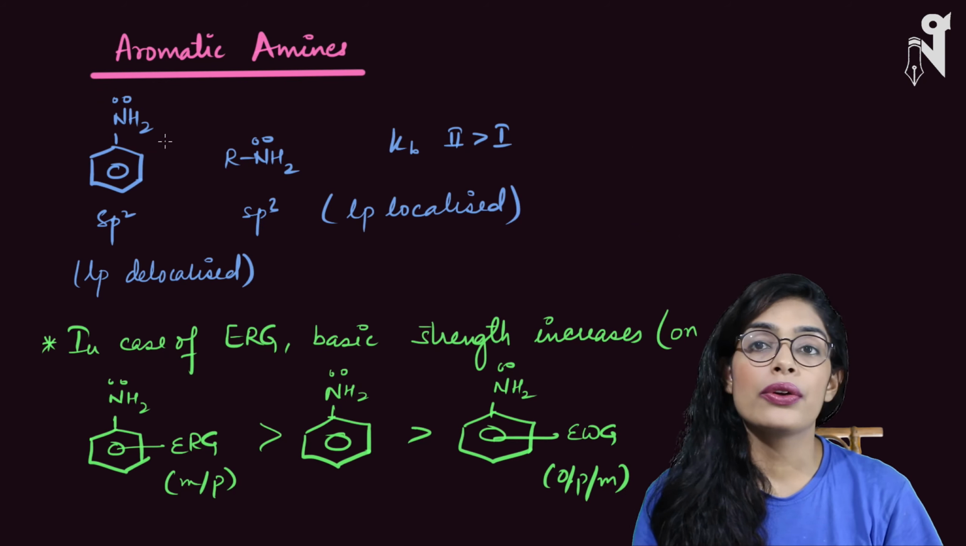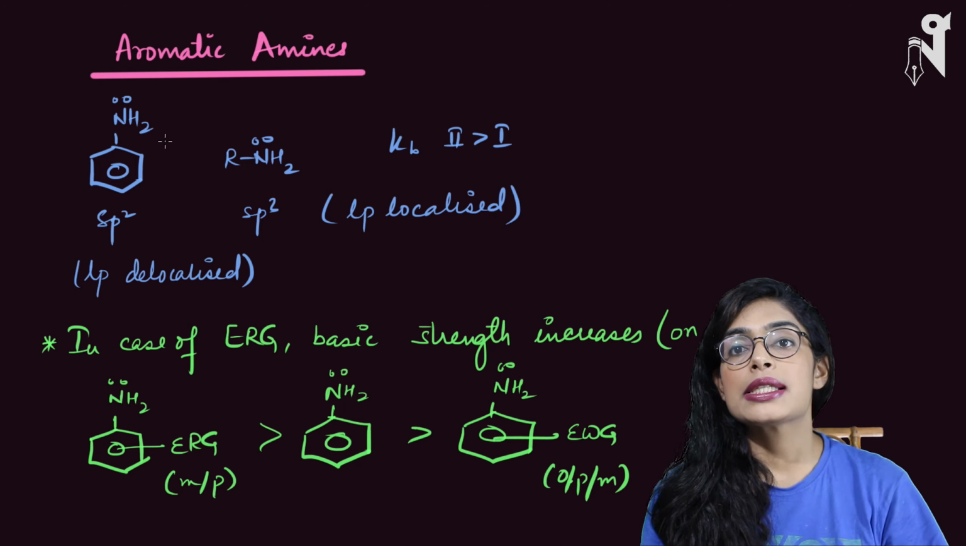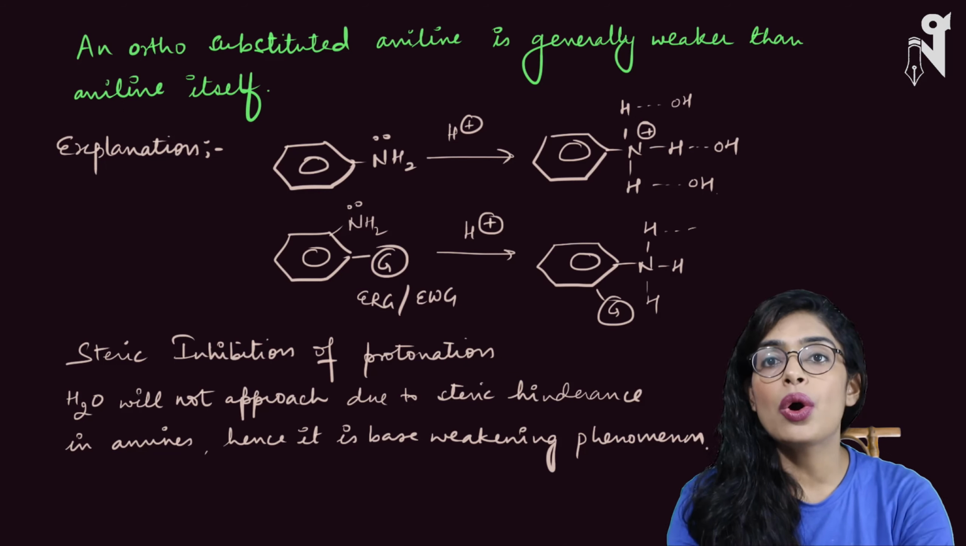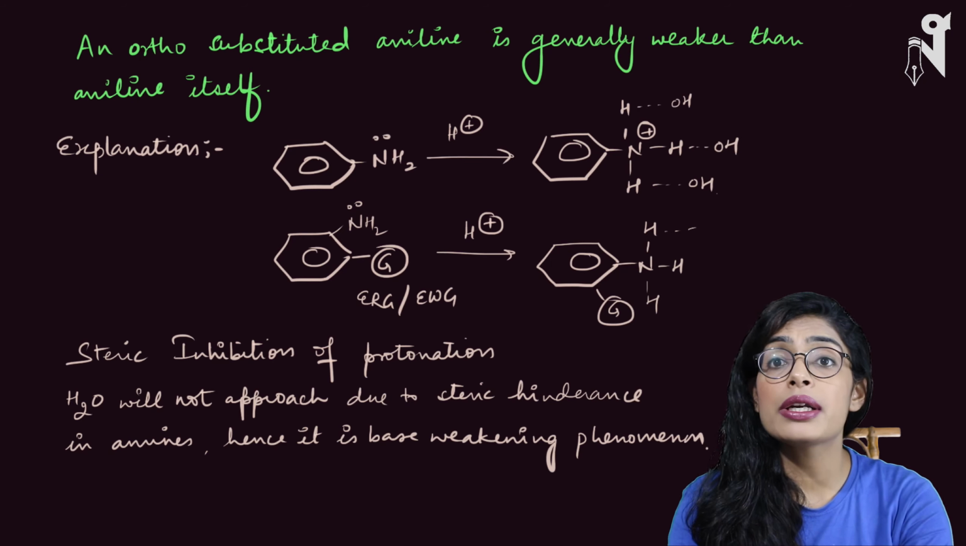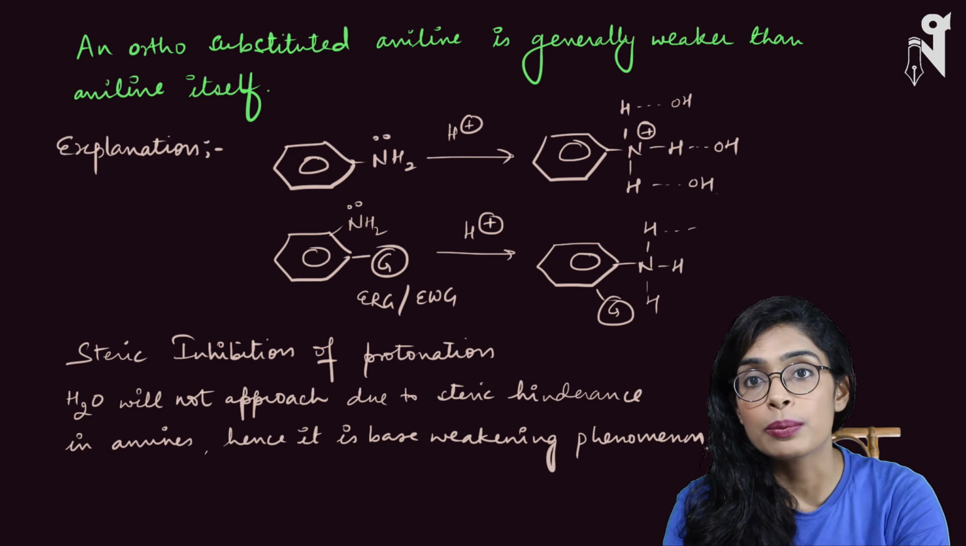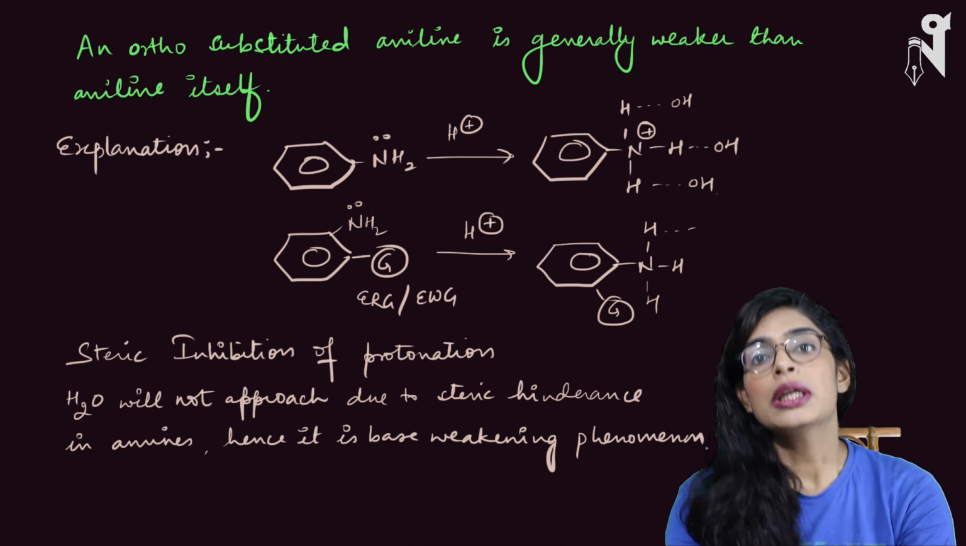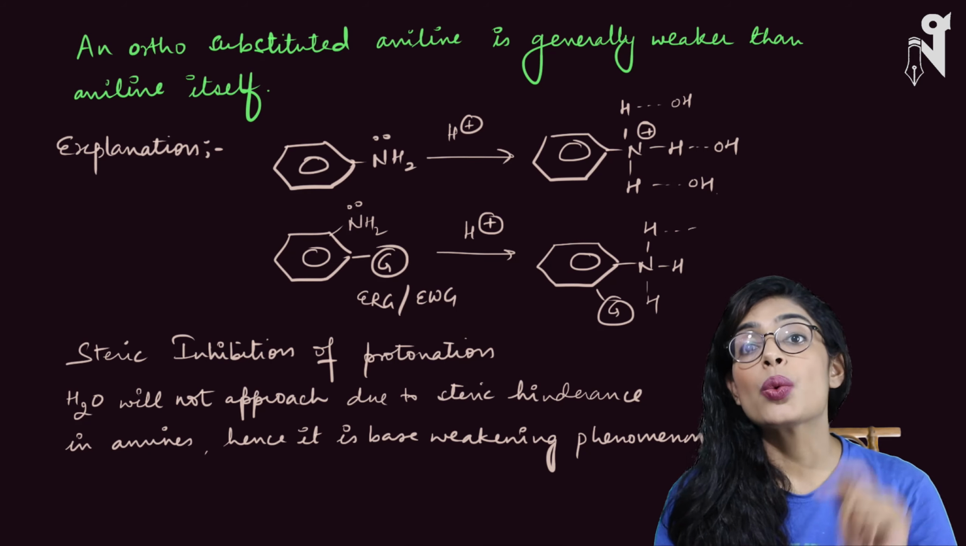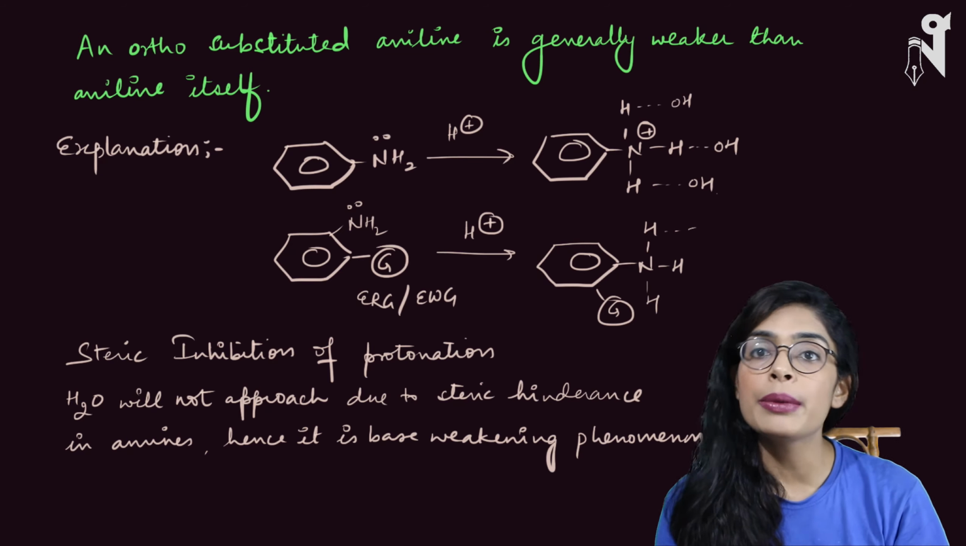We don't call it the ortho effect basically. We call it steric inhibition of protonation. When we are talking about ortho substituted aniline, no matter whether it is substituted with an electron withdrawing group or electron releasing group, the presence of any kind of group on the ortho position makes aniline the weaker base. Why does it make it a weaker base?